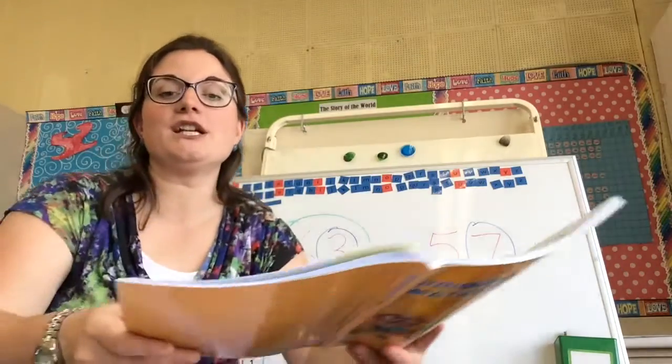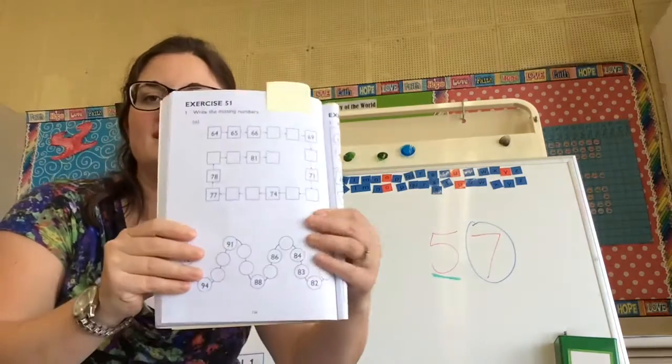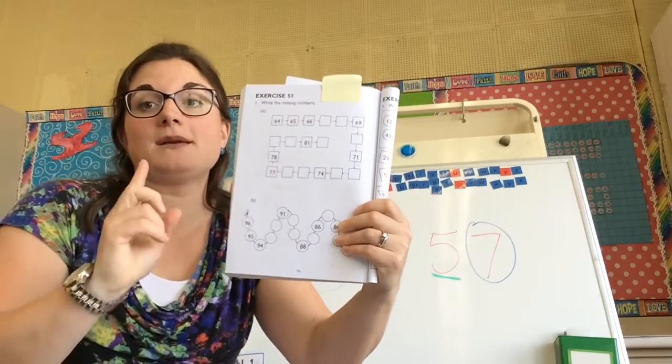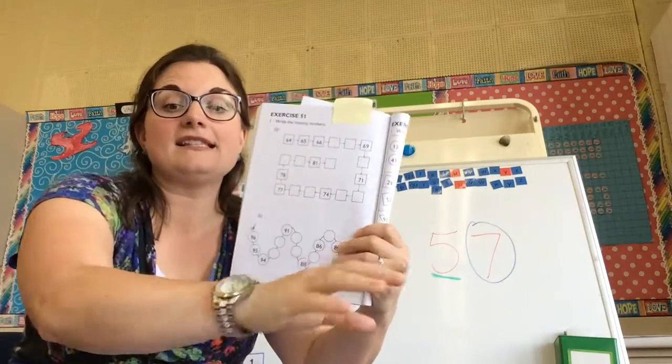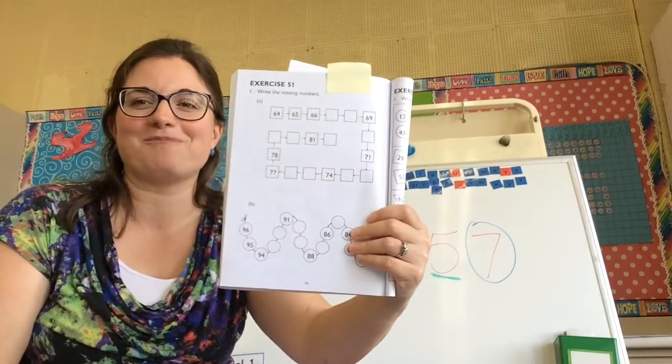Okay, so in your workbook today, you're going to do exercise 51 and you're going to write in the missing numbers. So sometimes you might be counting up and sometimes you might be counting down, but you're going to do exercise 51 and we'll see you tomorrow.